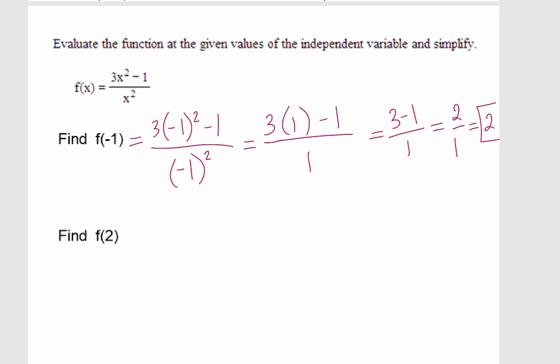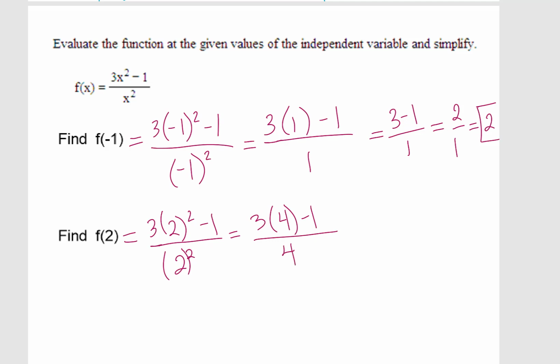Now, if I have a constant as an output, then I cannot have had a variable in my input. And when I check, I'm like, yeah, that makes sense because I just had negative 1, which is a constant. All right, f of 2, 3 times 2 squared, so plugging into every place that I have an x, over 2 squared. 3 times 4 minus 1 over 4. 12 minus 1 over 4, 11 fourths.